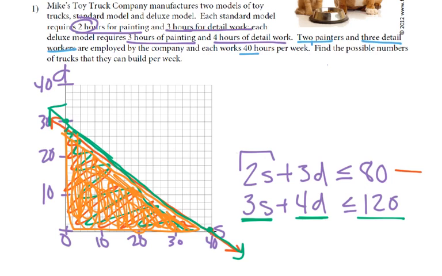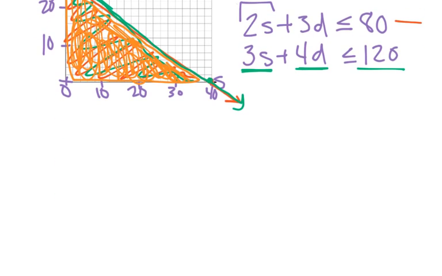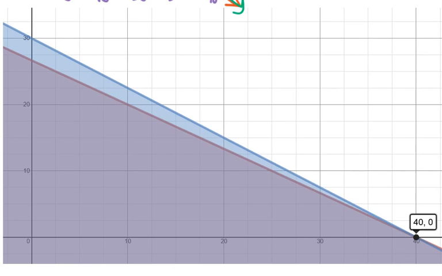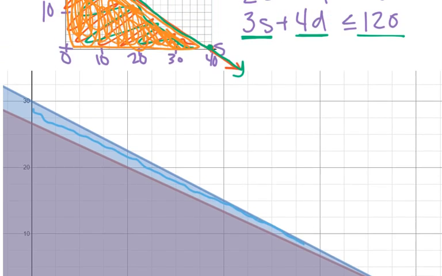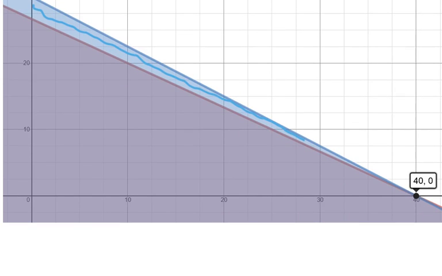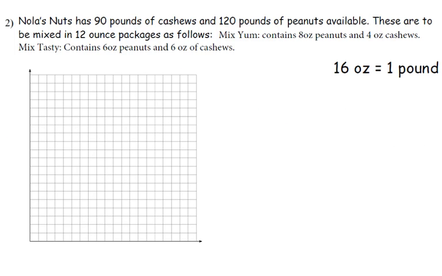Okay, so let's take a look at this and see, we graph it with technology, get an idea of what it would look like for us. So when we graph it with technology, we see that same idea. So this blue area is the area where it would work for the painting or the detailing, but not the painting. So we'd have to pick numbers that fit in these points for how many trucks of each type we could make. Okay? So there we go. Alright, let's take a look at the next one.